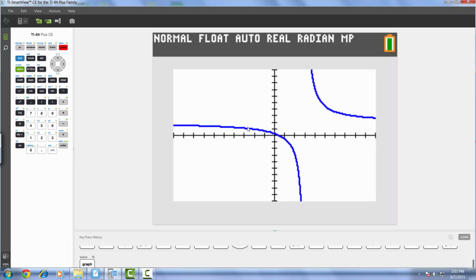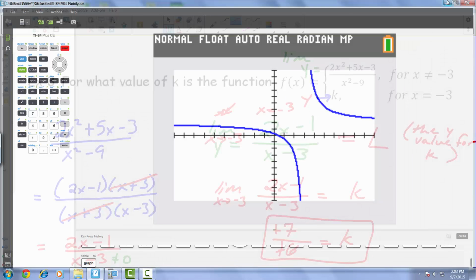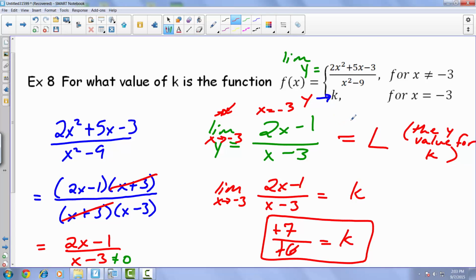All right, so that is really what you're finding. You're finding that k value that would make this function continuous at -3. We don't really care too much about what's going on at +3, just the -3 point. So again, that is example 8 from our 1.4 set of notes.